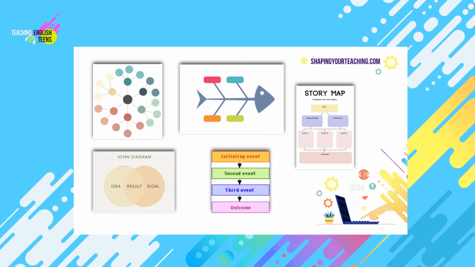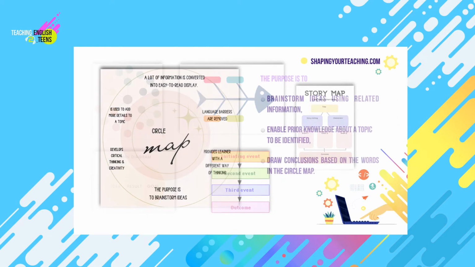Spider, adding more details to a single topic. Fishbone, cause and effect factors associated with the complex topic. Cluster, a network of ideas. Cycle, a cycle of events with no beginning and no end. Continuum, topic with a definite beginning and end, and a sequence in between. And the last one, Venn diagram, which is to do with similarities and differences. So let's have a look at these types of graphic organizers in detail.